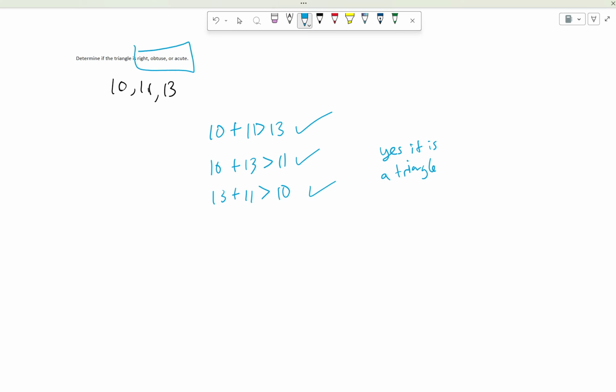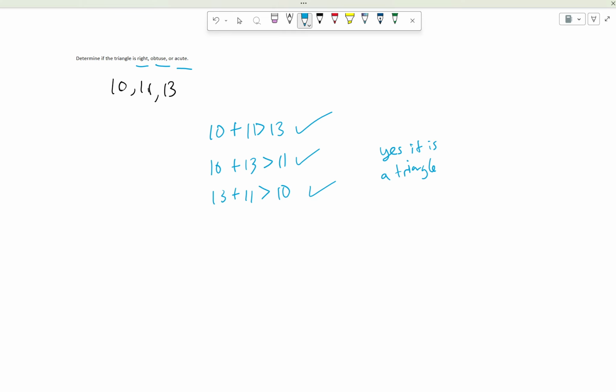Okay, so step 1. Is this a triangle? It might not be a triangle, so we have to test. Is 10 plus 11 greater than 13? It is. Is 10 plus 13 greater than 11? Of course it is, 13 is greater. And is 13 plus 11 greater than 10? Well, of course it is. Both of these values are greater than 10. So what that means is yes, it's a triangle. It's very difficult to be right, obtuse, or acute if it's not even a triangle, but this one is a triangle. We're good to go. Now we have to investigate these 3.